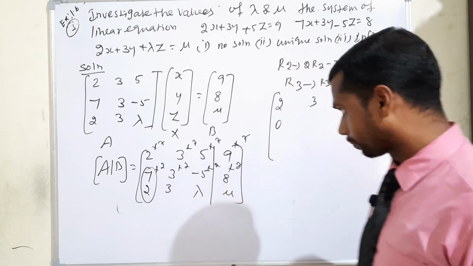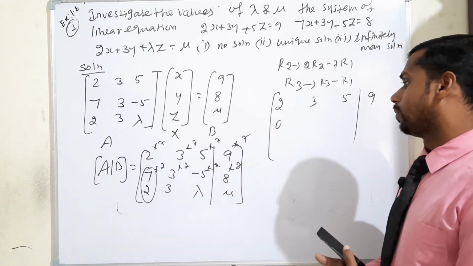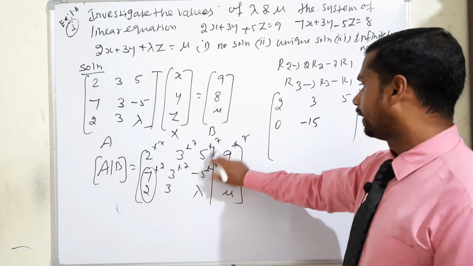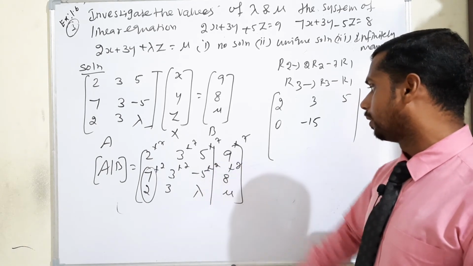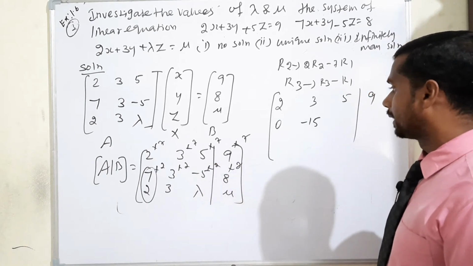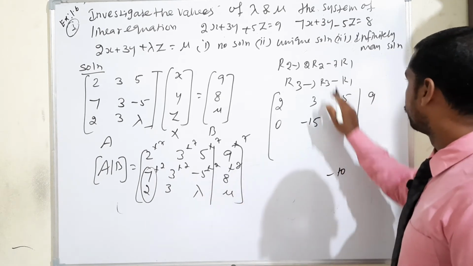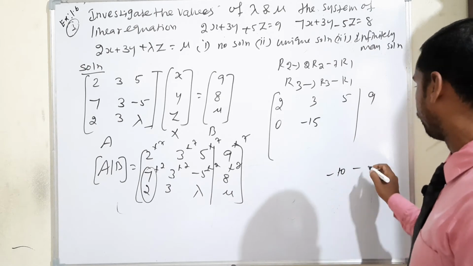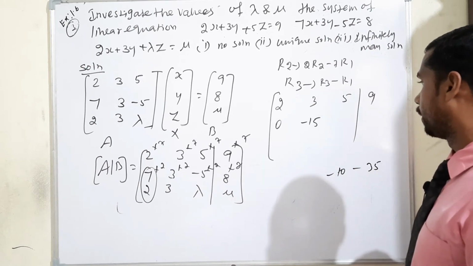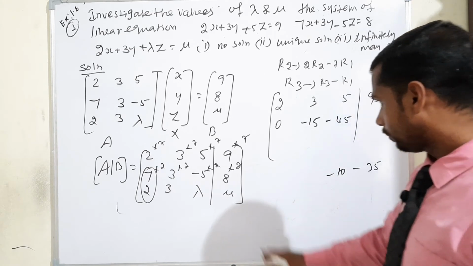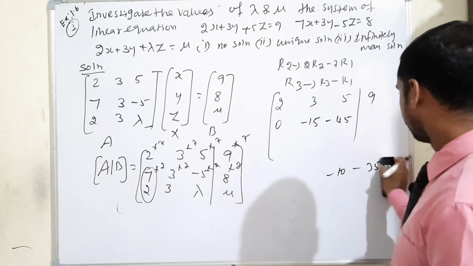Next, 3 times 2 is 6, and there is actually a minus, so 6 minus 21 means minus 15. Next, 5 sevens are 35, and minus 5 times 2 is minus 10, so minus 10 minus 35 means minus 45. The next one, 8 twos are 16.